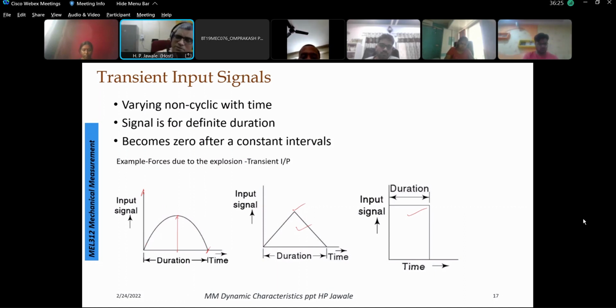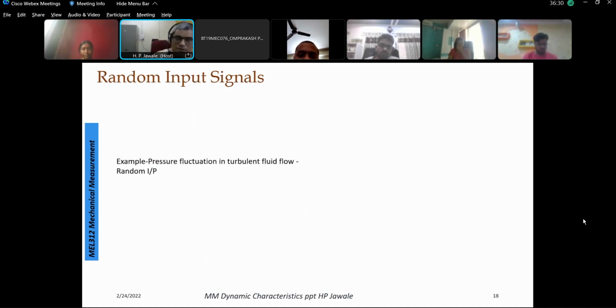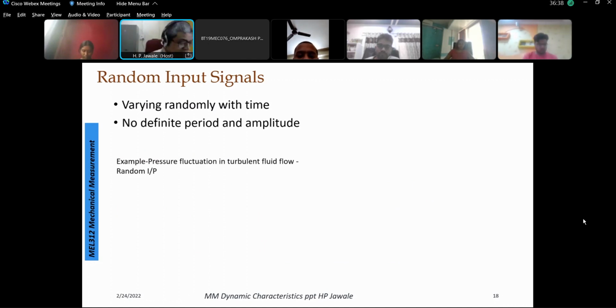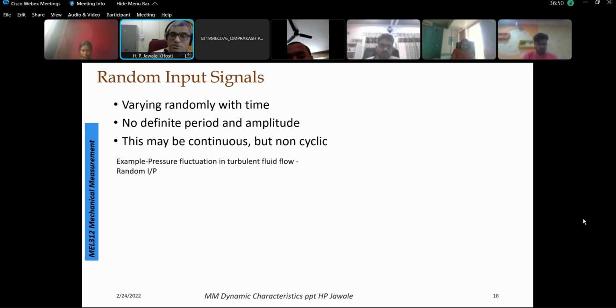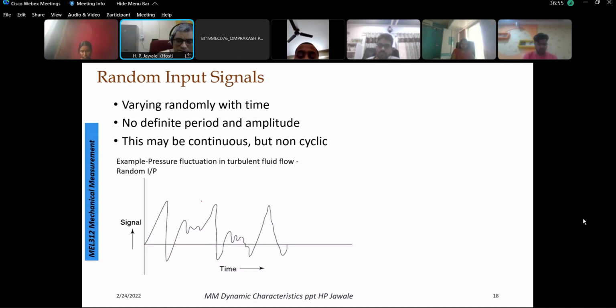I think this is very clear and very simple to understand. You might have gone through it somewhere else. There might be some kind of repetition even, right? Then we come to the random input. The name itself suggests it varies randomly with respect to time. So it has no definite period, nor amplitude. This may be continuous but non-cyclic. An example is fluctuation in a pipe, say, for turbulent fluid flow. We call that a random signal, and it is clearly shown. The amplitude is not repeated, and time is also not repeated.